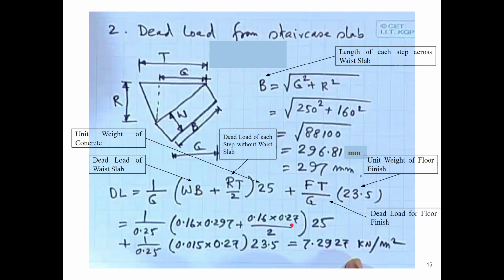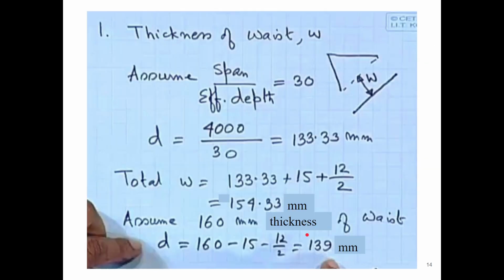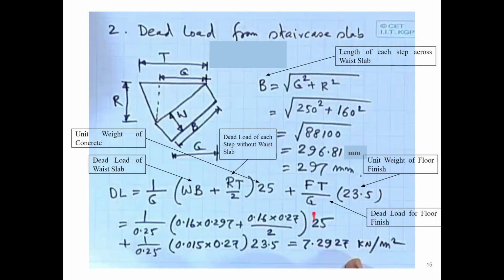And the other values are known. The W value is 160 millimeter, this waist. The B value is 297, we just calculated. The R value is 160. Your T value is 270, and your F value is 150 millimeter. So these are the values.